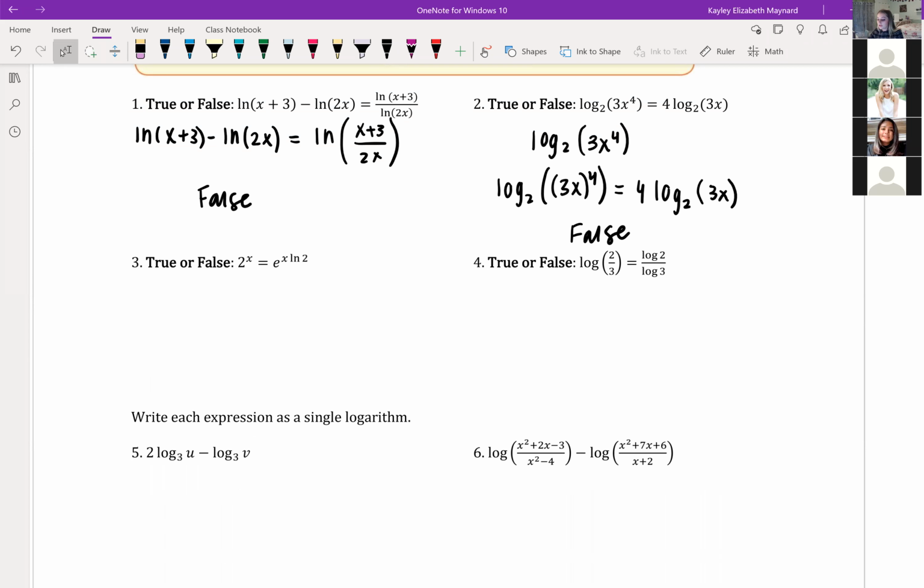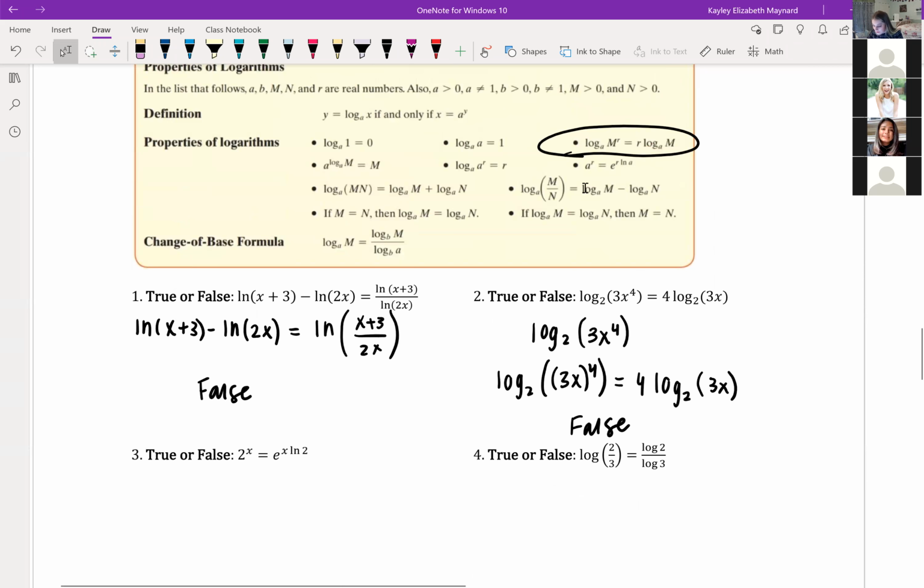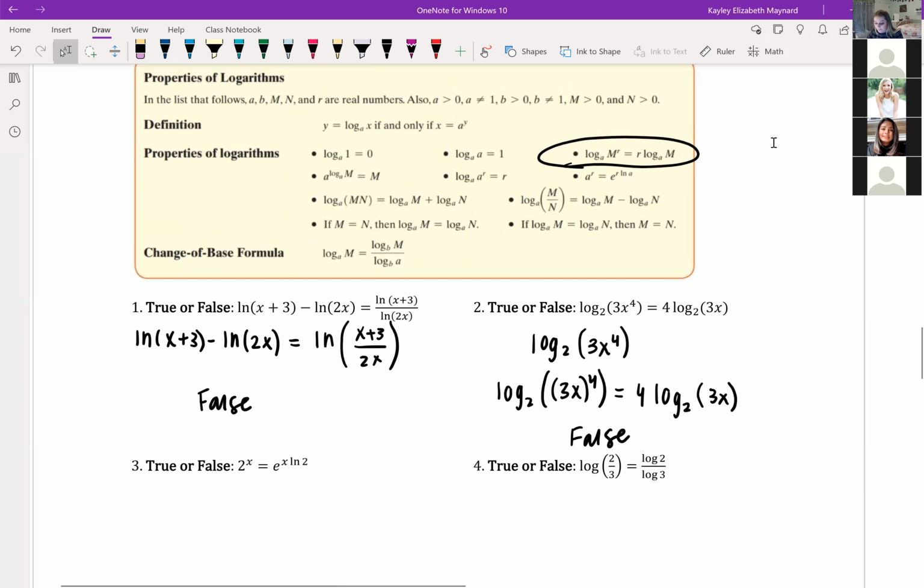So I am going to scroll up so you can see all the properties. Try and do number 3 and decide if it's true or false. And I'm going to launch a poll and you guys can vote once you have an answer.